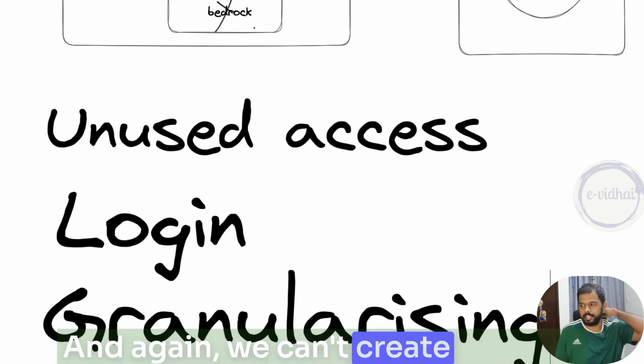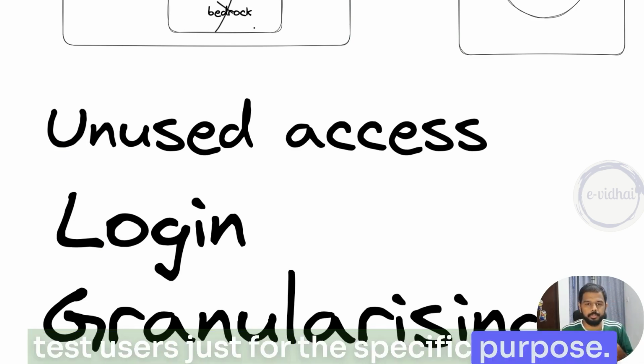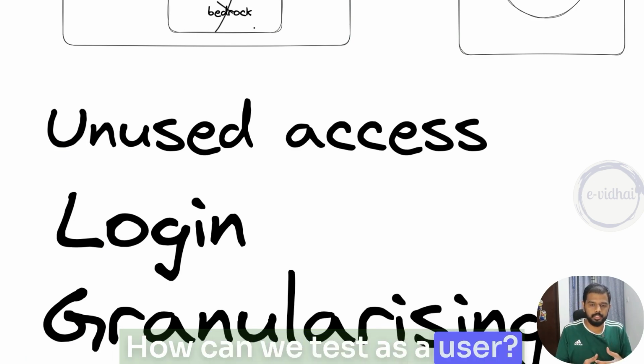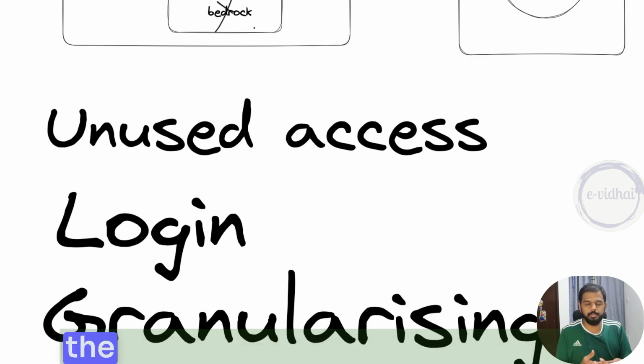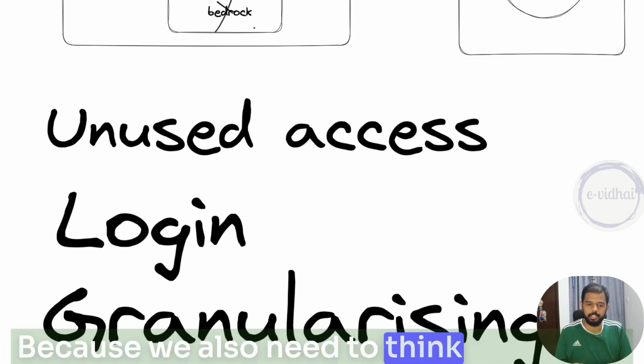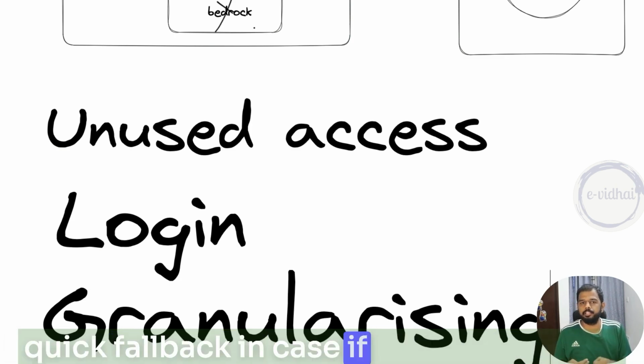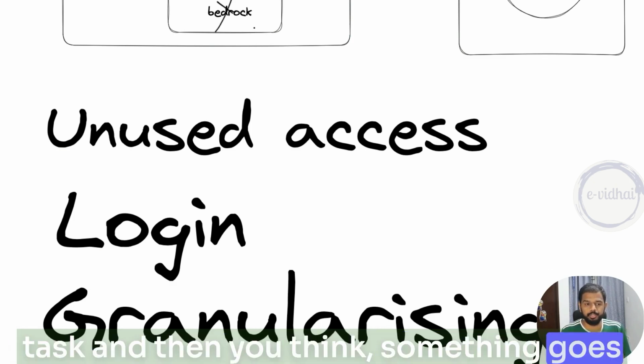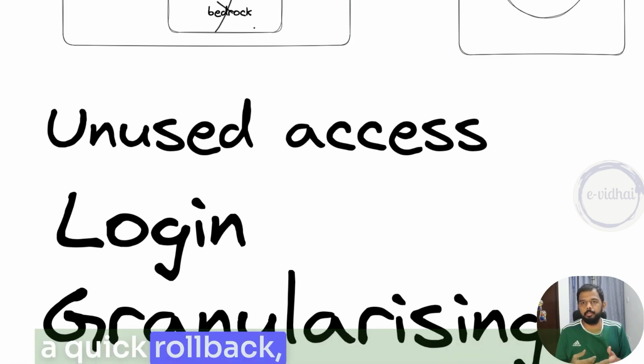And again, we can't create multiple test users just for this specific purpose. How can we test as a user or a resource that is assuming the specific policy, and ensure it works? Also, how can we do versioning? Because we also need to think about a quick fallback. In case you implement a change and something goes wrong, and you want to do a quick rollback, how can you do that?